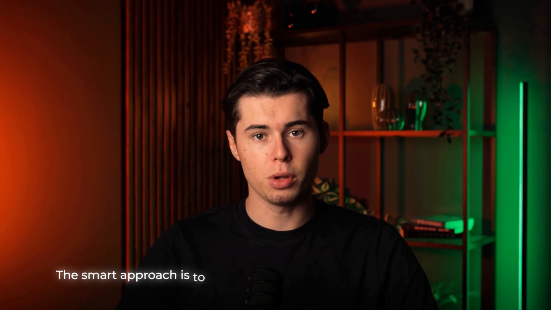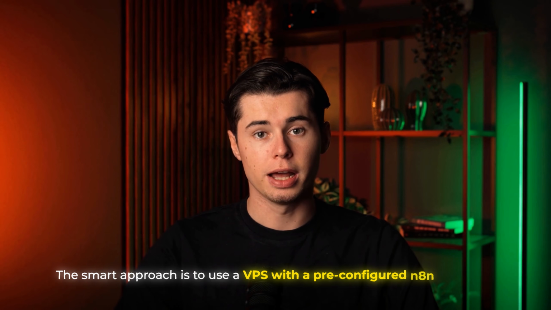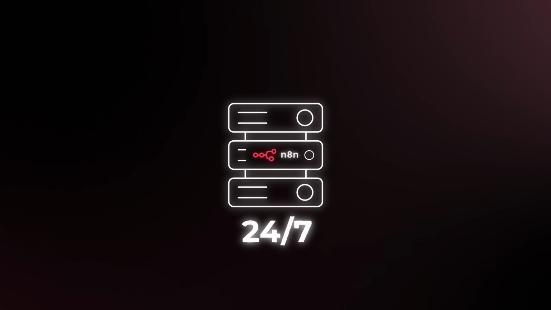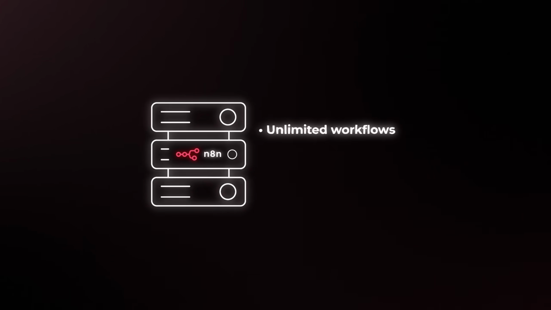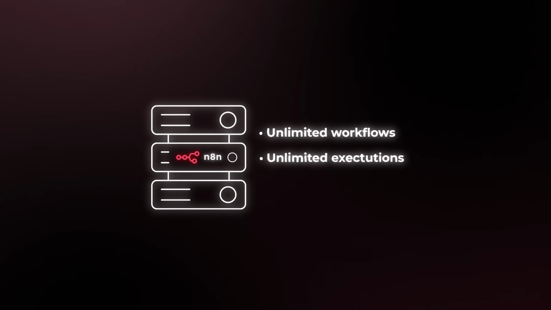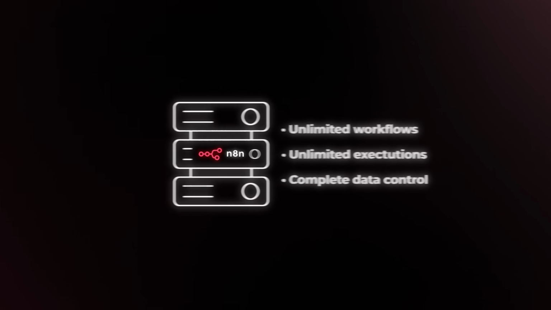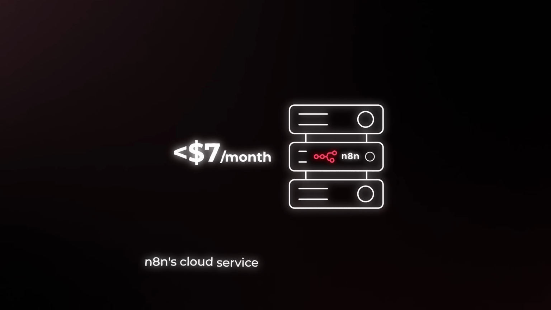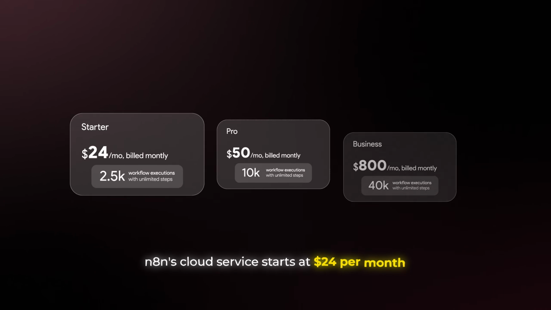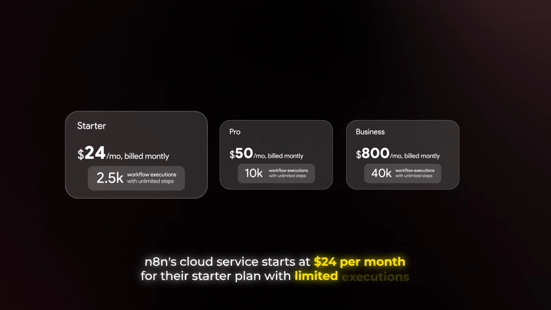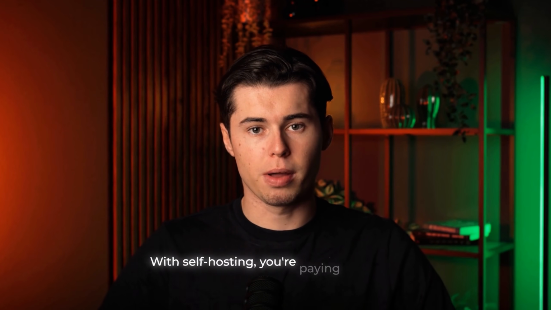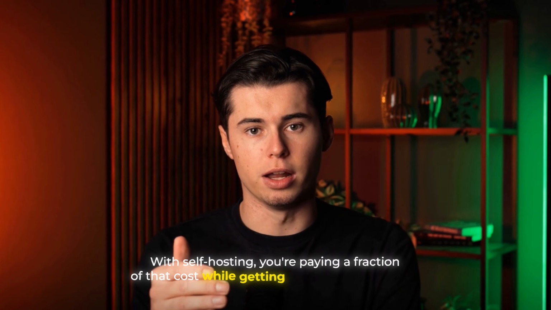The smart approach is to use a VPS with a pre-configured N8N template. This gives you a server running 24/7 with N8N already installed and configured. You get unlimited workflows, unlimited executions, and complete control over your data, all for less than $7 per month. To put this in perspective, N8N's cloud service starts at $24 per month for their starter plan with limited executions, and their pro plan is $50 per month. With self-hosting, you're paying a fraction of that cost while getting unlimited everything.